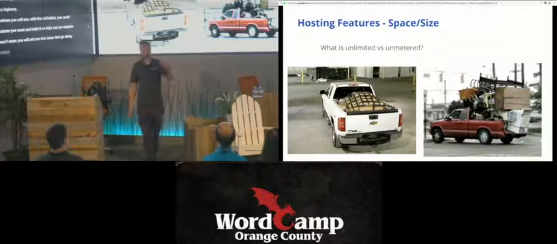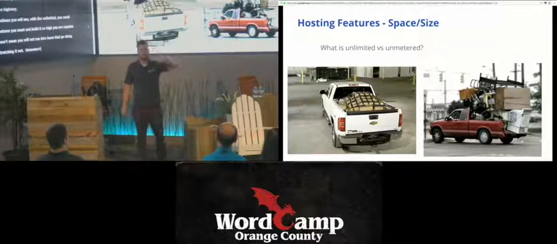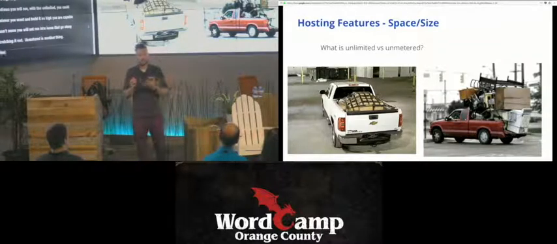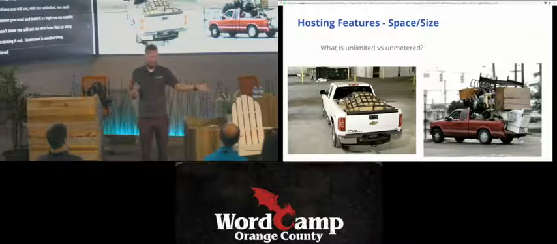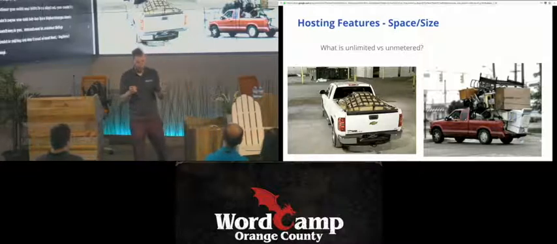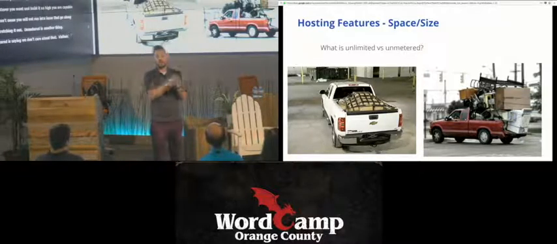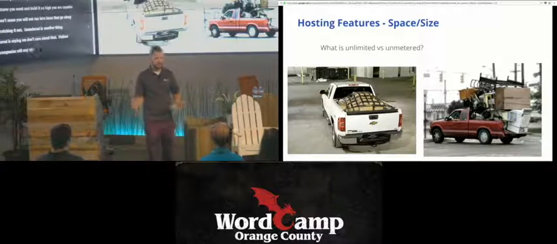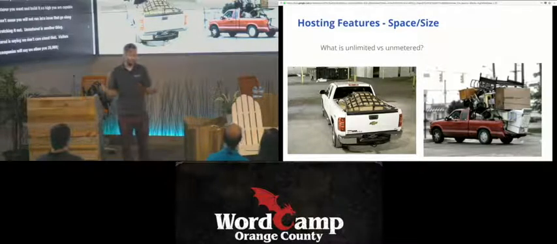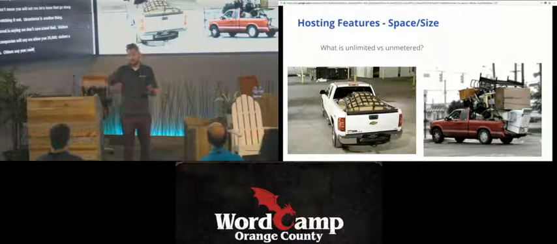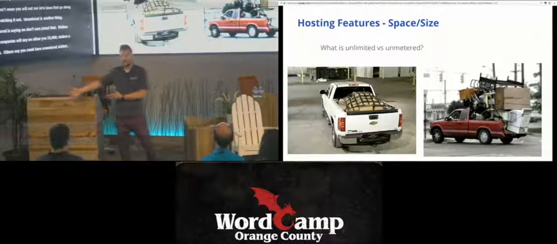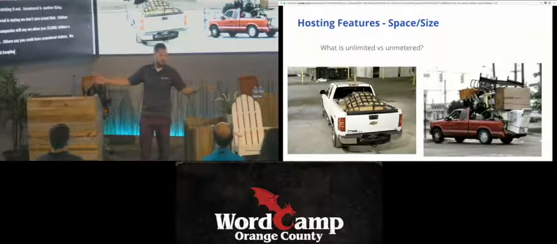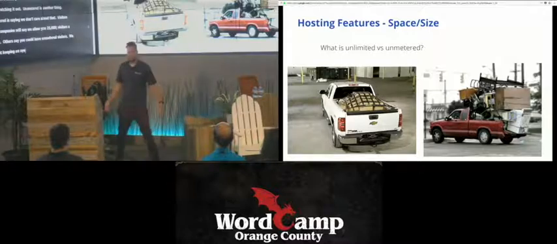And also unmetered is another thing. So unmetered is just basically saying we don't care about that. We're not gonna keep an eye on that. So for example, visitors. Some companies will say, we allow you 25,000 visitors a month. And others will say, you can have unmetered visitors, which is we're not keeping an eye on that metric. So it's completely unmetered. Any questions on that? Because that can be really confusing sometimes.